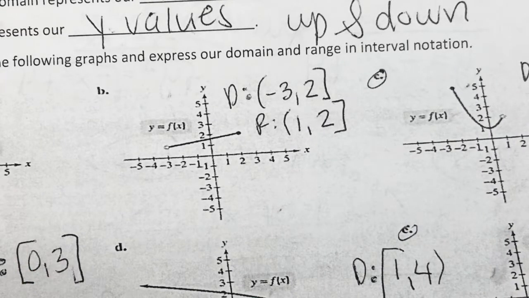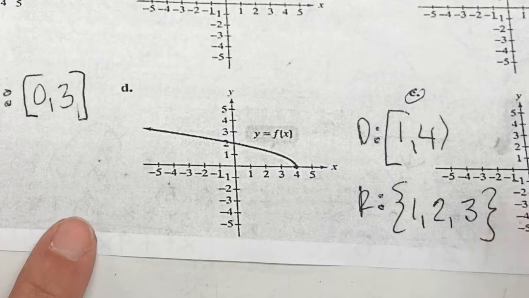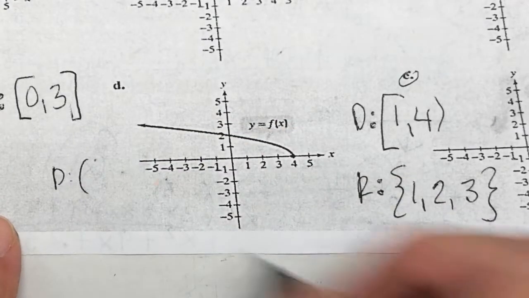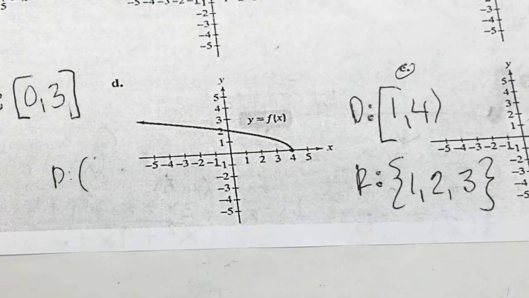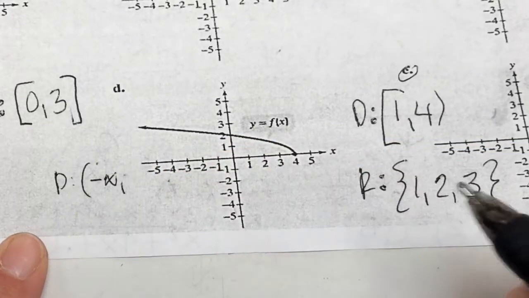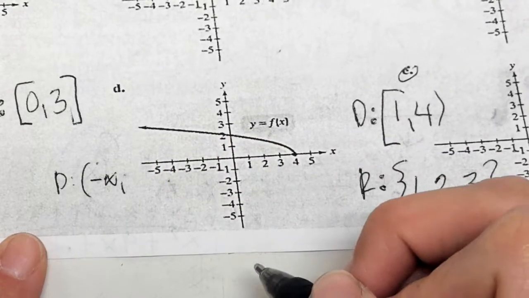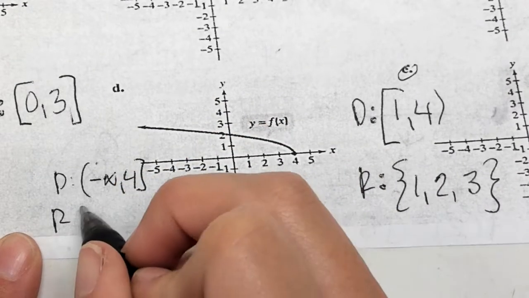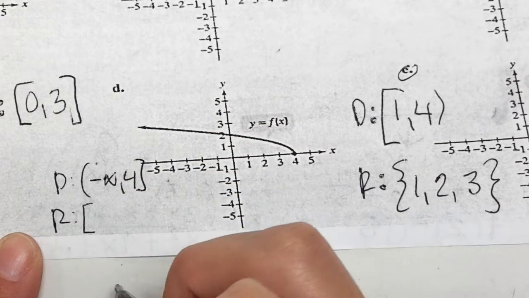Alright, who wants to do D? Darren, you got it? Maybe. Alright, let's try it. Okay. Domain. Parentheses. Infinity. Anybody else want to try it? You want to try it? Parentheses, negative infinity. I can't hear. What'd you say? 4 in a bracket. Alright, range. Bracket 4 in infinity. With parentheses.